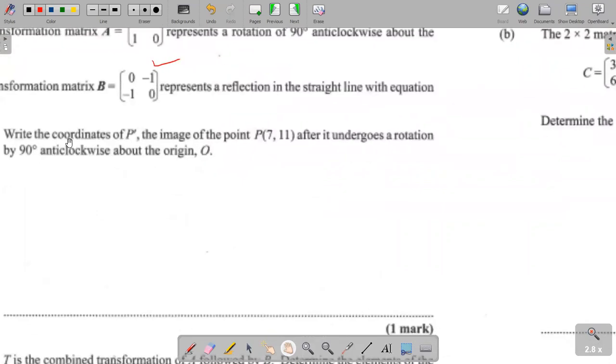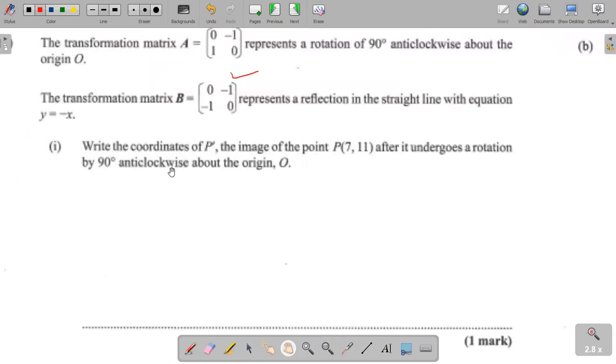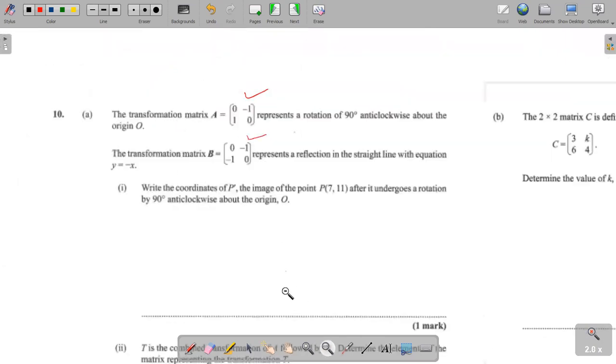So it says here, write the coordinates of P prime. This is what happens to the shape after you multiply by the matrix. Okay? And it says the image of the point P (7, 1) after it undergoes a rotation anti-clockwise about the origin. So which one do you think you got to use, the A or the B? Look at what they said they want you to do. Undergo a rotation by 90 degrees anti-clockwise. Which one should we use? Even if you never learned this, you must be able to read and tell me if it's A or B. Which one should we multiply by?